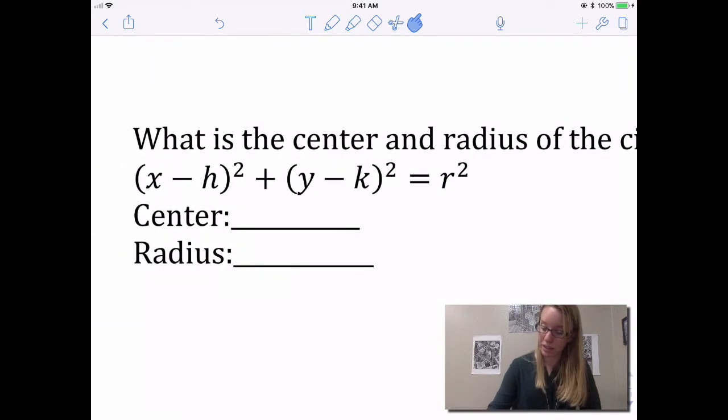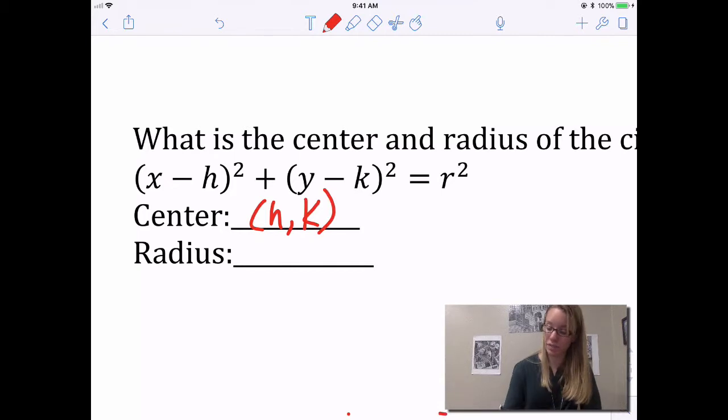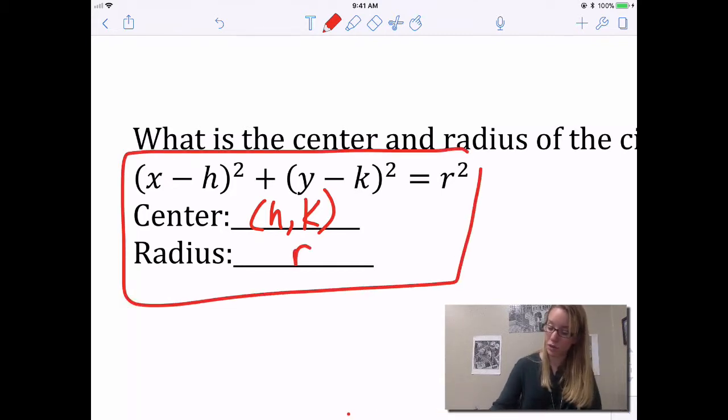So generally speaking, if we've got x minus h squared, y minus k squared equals r squared, I'm going to use those negatives to be opposite, so h and k, and then my radius will be r. This is what will be given to you on your guide. So this is something that you can use. I don't need you to memorize that, but I do need you to be able to use that h and k and your r.